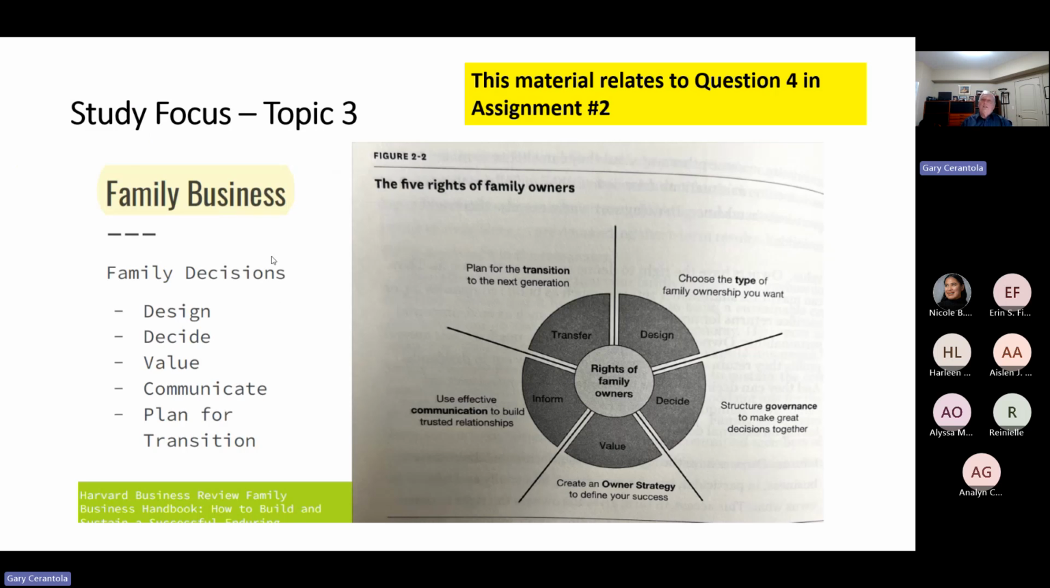But now we're getting into the slides that you should really pay attention to in terms of assignment number 2. Okay, so understand the types of decisions that are made in a family business, to understand what kind of management style and decision style you should have if you're going to work in a family business. That's what you're going to address in assignment number 2. The family decisions are the design decisions, the value, the communications, and the plan for transition.